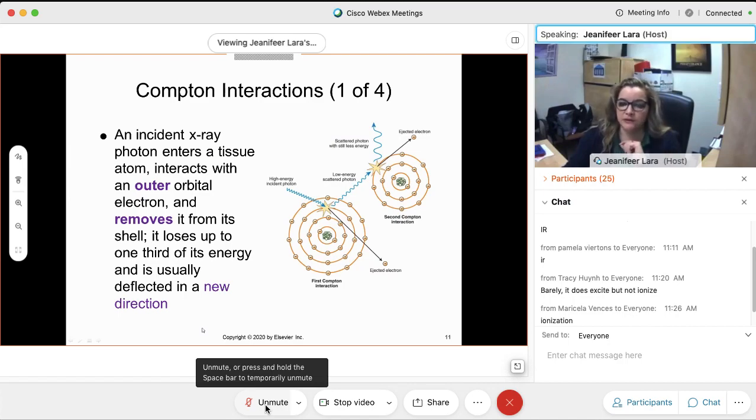So here comes Compton. Now we're talking about Compton, right? We have an incident X-ray from my primary beam that enters a tissue atom and interacts with an outer shell electron. Most of your resources will say an outer shell electron. However, in your book, it'll say middle to outer. Got it? Middle to outer. If it's in the middle and it's ionized, we know that we're going to have secondary or characteristic radiation form.